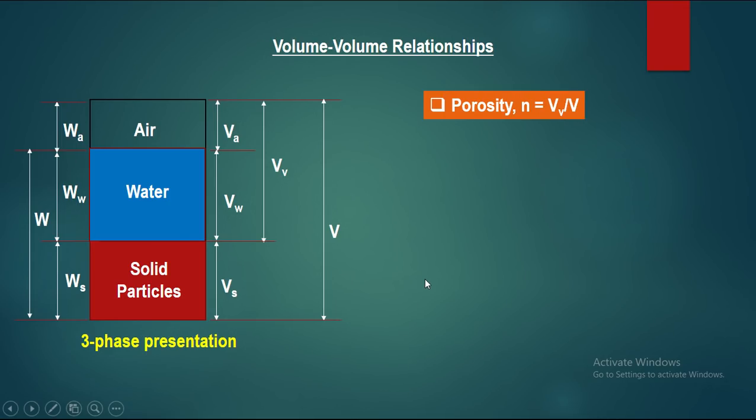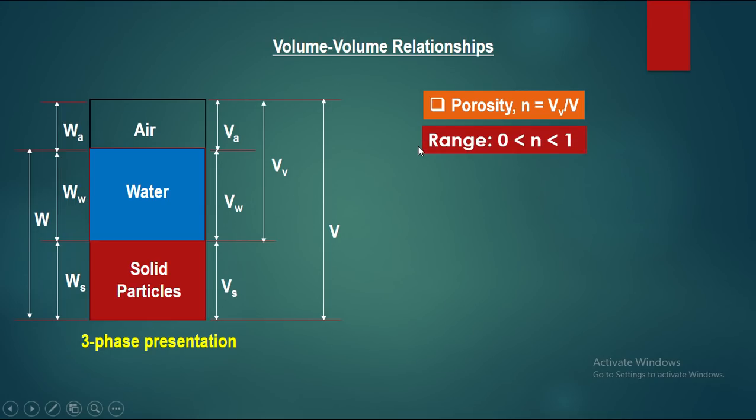So let us start with some definitions which involve weight-volume relationships. First of all, we'll see some relationships, that is volume to volume relationships, no weight here. So the volume to volume relationship, the first one and the very important one, is usually called the porosity of a soil mass and denoted by n, and is defined as the ratio between the volume of void and the total volume of a soil mass. That is, how much space in the total soil mass is actually a void space. That is defined by porosity.